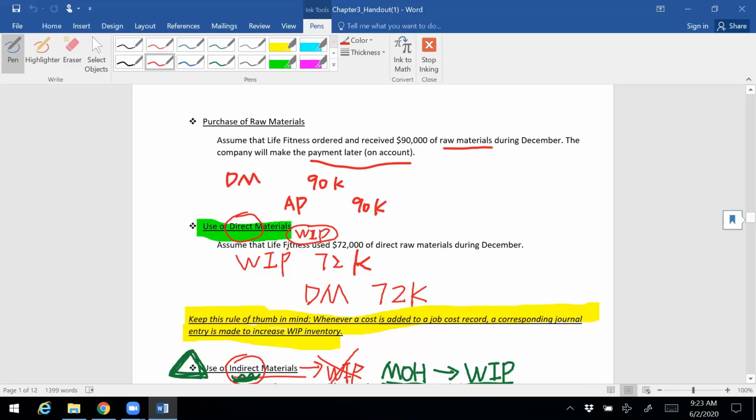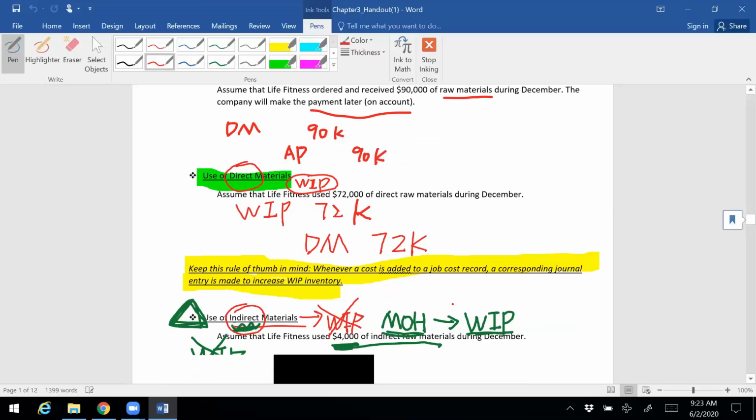you use direct material to do what? To work on that job. You use direct material to work on that job, so you can trace how much you used for that specific job. So for that job, you used 72,000 of direct material. So we should increase work in process and decrease our direct material.